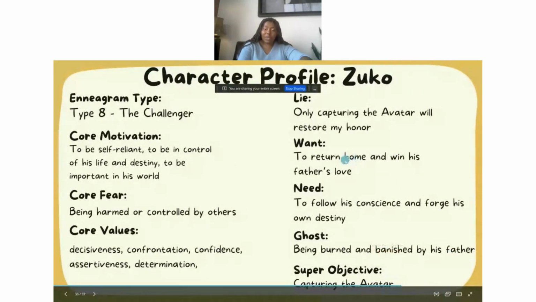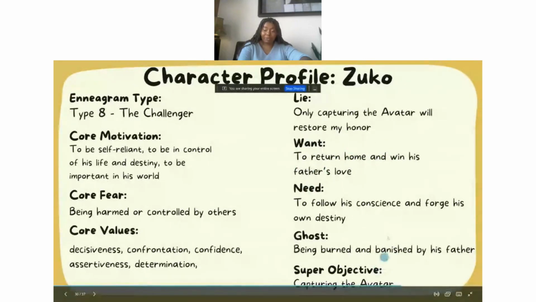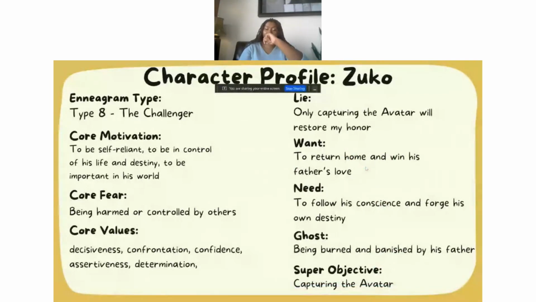So what he wants is to return home. How he's going to return home is by capturing the Avatar. So that really illustrates the difference between the want and the super objective, again, so you don't get them confused. And if you take a look at this character profile, you'll see that basically everything fits together. Everything is consistent and coherent.